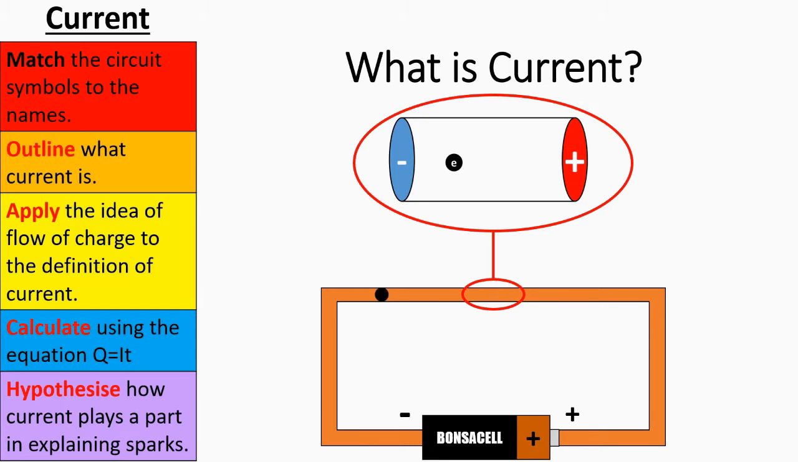So, is this now a complete explanation of the idea of current? Well, it's part of one. So at the back of the cell, we've got the negative charge. It'll repel the electron and it'll be attracted towards the positive side. But this isn't quite right. There are a number of reasons that we can say that this isn't quite right.